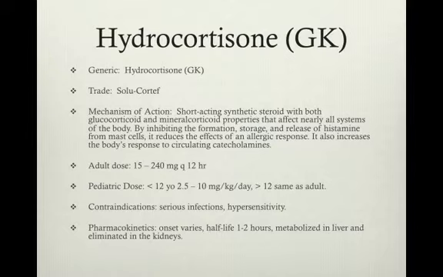Adult dose 15 to 240 milligrams every 12 hours. Pediatric dose, if you're under 12 years old, 2.5 to 10 milligrams per kilogram per day. If you're over 12 years old, it's the same as the adult. Contraindications: any serious infections, because we are going to immunosuppress the patient, and hypersensitivity to the actual medication. Pharmacokinetics: onset varies and the half-life is 1 to 2 hours. Metabolized in the liver and eliminated in the kidneys.